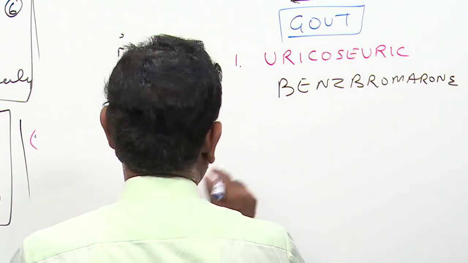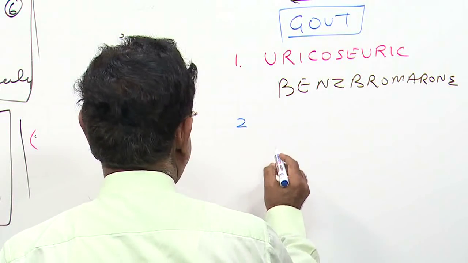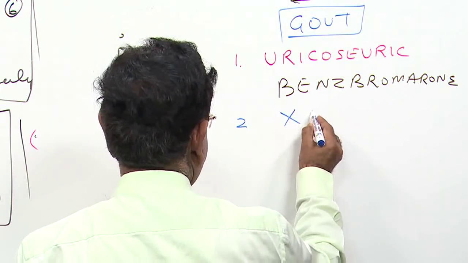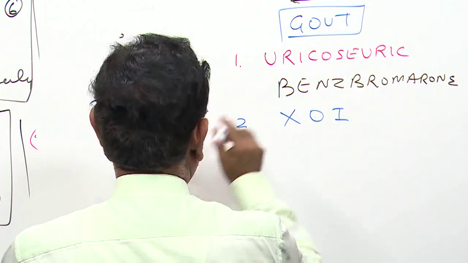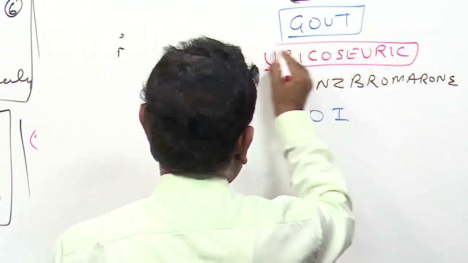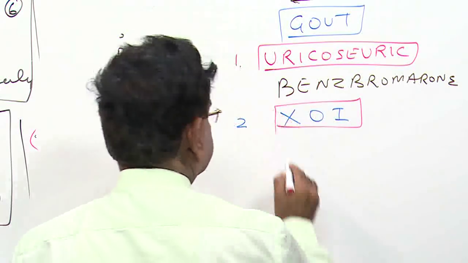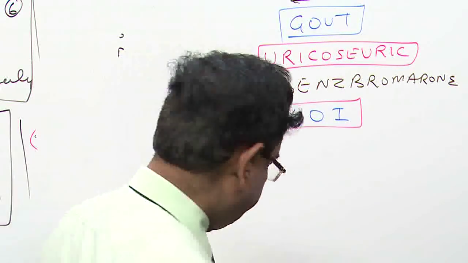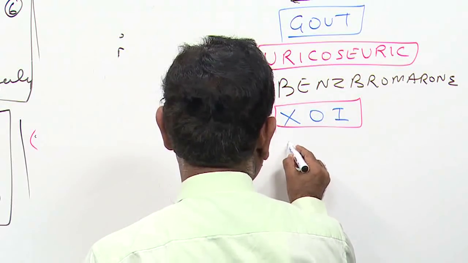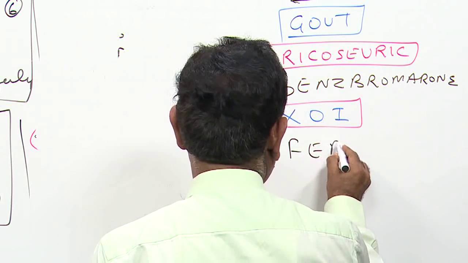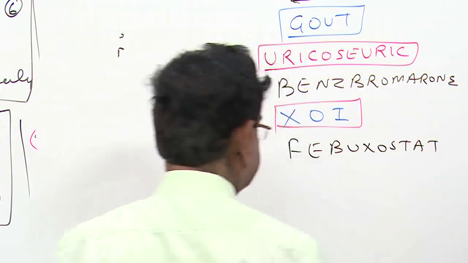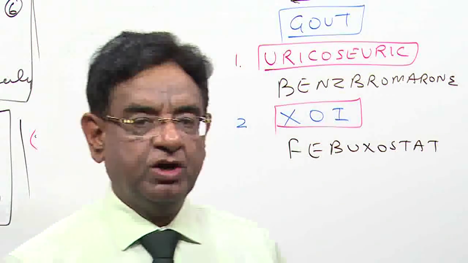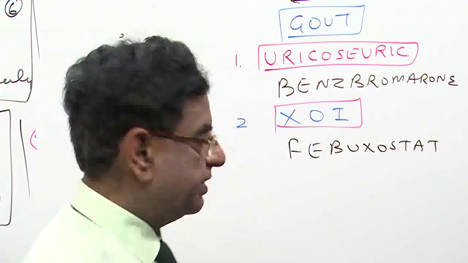Second, a new xanthine oxidase inhibitor: Febuxostat is a new xanthine oxidase inhibitor.